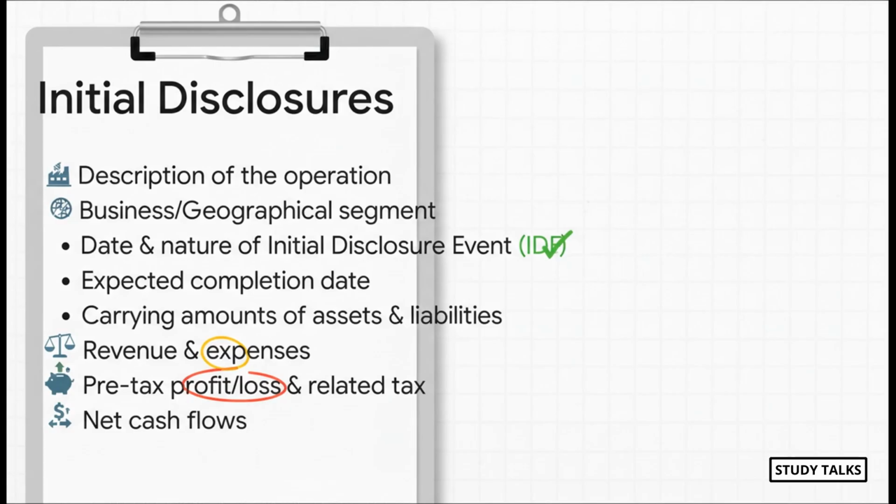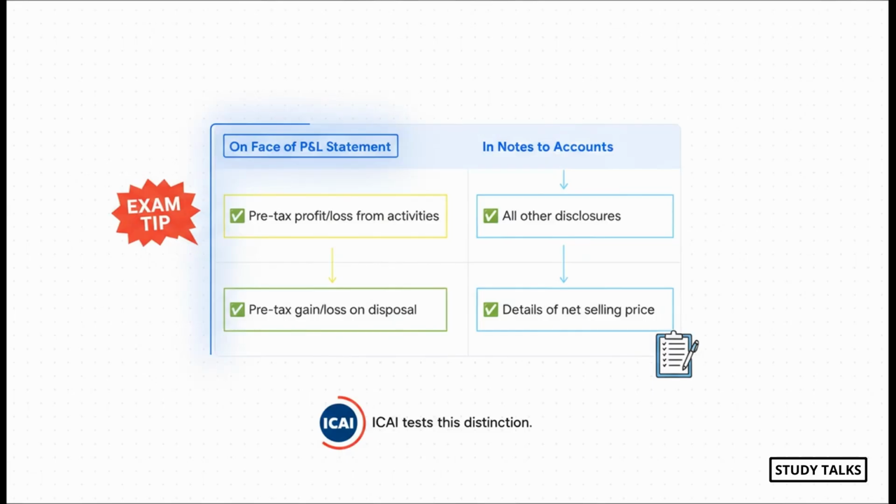Right, so once that trigger date hits, you've got a laundry list of things you need to disclose. This slide is basically your checklist. You've got to describe what you're discontinuing, what segment it was in, tell everyone the trigger date, give a timeline for when it'll all be done, and then you get into the numbers. The value of the assets and liabilities you're getting rid of, and of course, the revenue, expenses, profit or loss, and the cash flows from that operation for the period. It's a full picture. Okay, stop what you're doing.